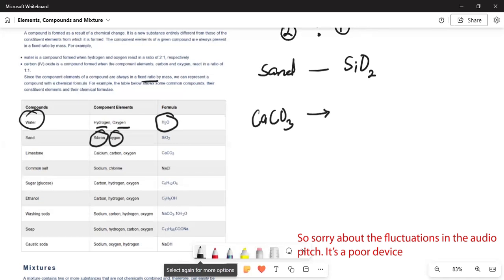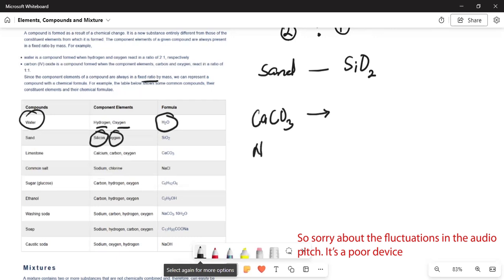More on that later. Now, we also have common salt, which is also a compound, that is the table salt that we eat every day. And the component elements are sodium and chlorine. Again, because they are present in fixed ratio by mass, we have a chemical formula for it.